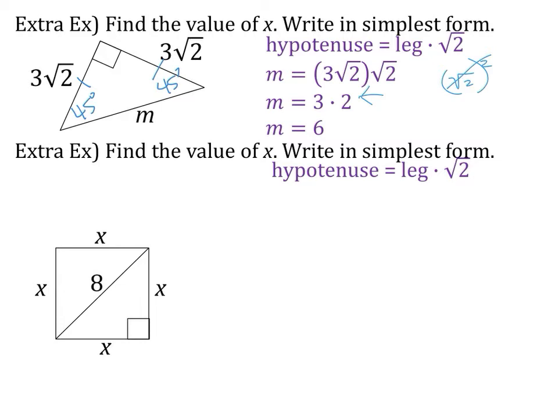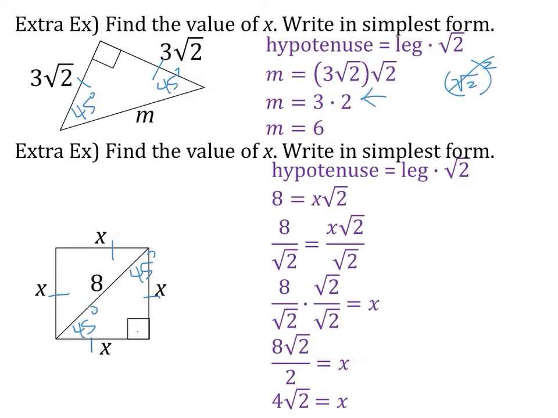Our next example is a square with a diagonal length of 8. We know it's a square because all sides have the exact same label, and we see the right angle symbol in the corner. So we are dealing with a 45-45 right triangle. So we use our hypotenuse equals leg times square root of 2. We substitute 8 for the hypotenuse, x for the leg, and it's always times square root of 2.